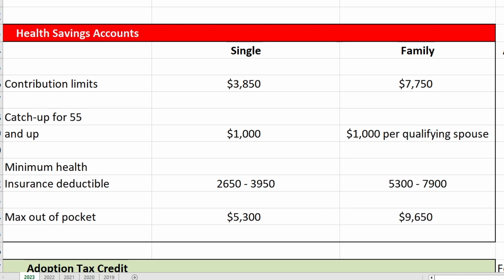Moving on, HSA contribution limits. It's now $3,850 per person. Our family is $7,750 for a family.